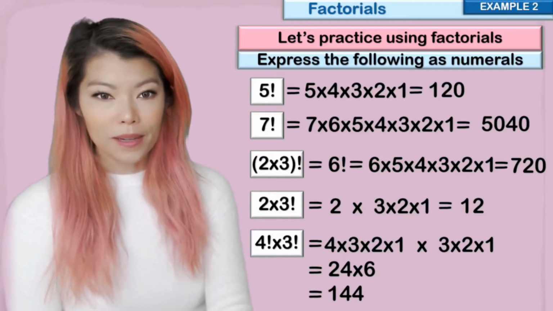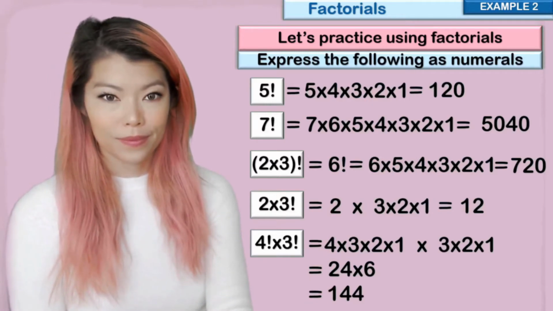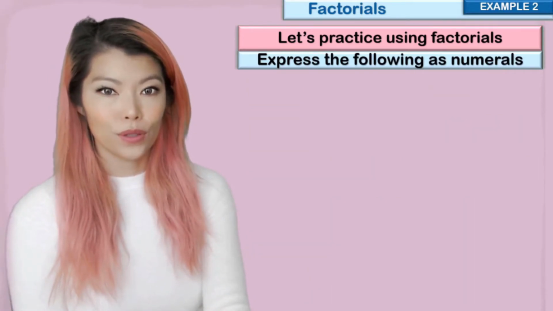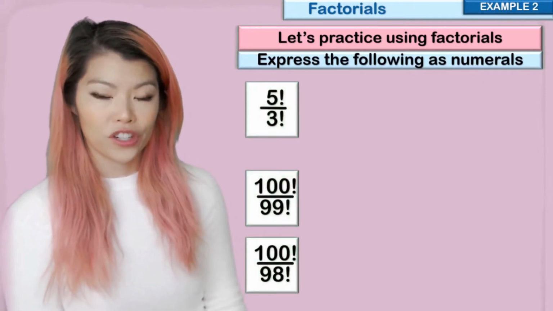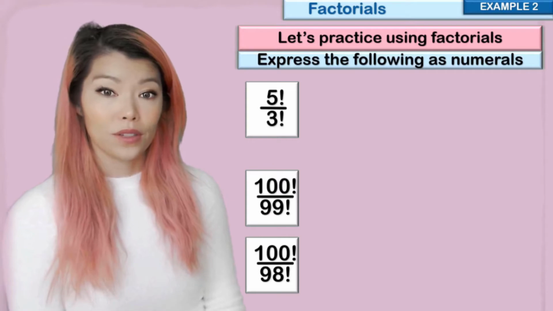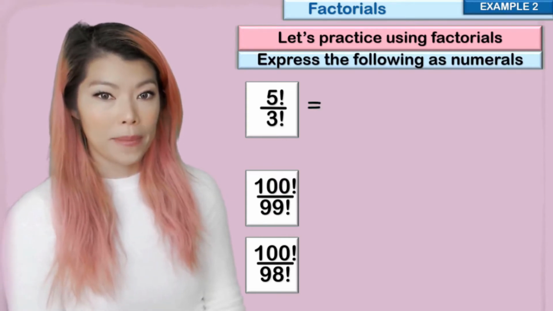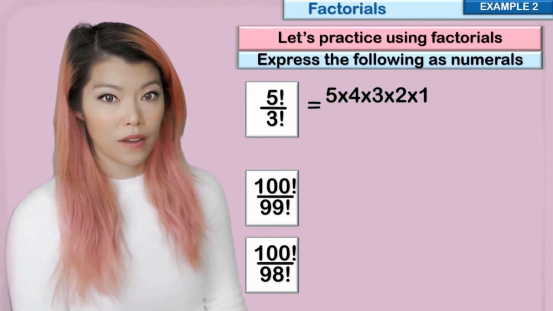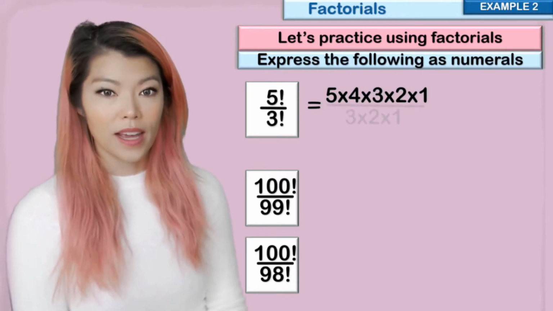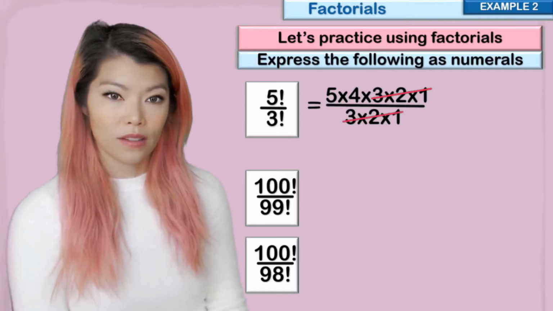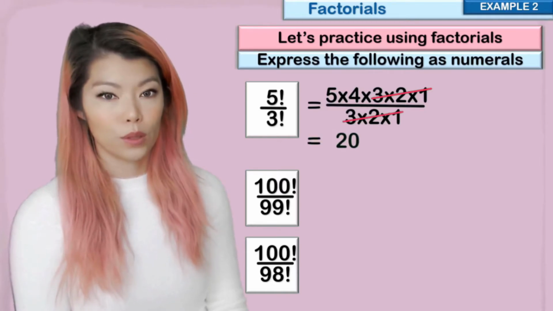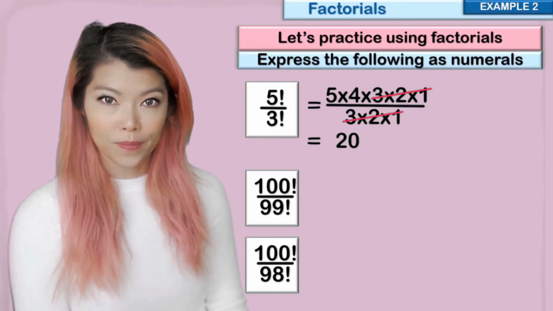Let's do the next bit. Example 2. Let's practice using factorials in different expressions. 5 factorial over 3 factorial, what would that become? So we know 5 factorial is 5 times 4 times 3 times 2 times 1, and 3 factorial is 3 times 2 times 1. So we can cancel out the common factors, and we have 5 times 4 equals 20.